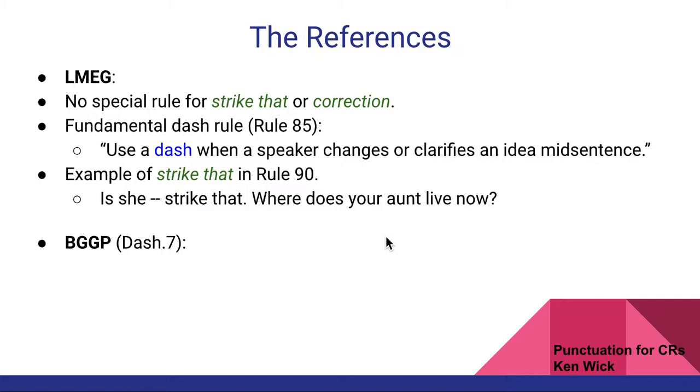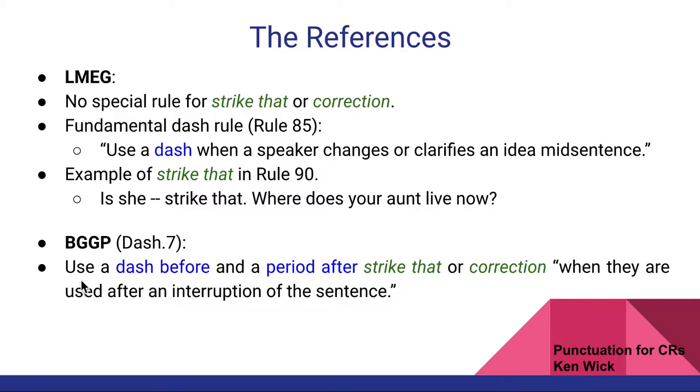And then in the BGGP, rule dash number 7 basically says use a dash before and a period after strike that or correction when they are used after an interruption of the sentence. If you go back to the LMEG example, it has examples that look exactly like this: is she, strike that, is she, correction, and then it starts with a new sentence. The book then discusses that if it is more of a mid-sentence interruption, meaning the speaker continues, you put a dash after strike that or correction. I believe that is still the dash 7 rule. Just some notes to it.